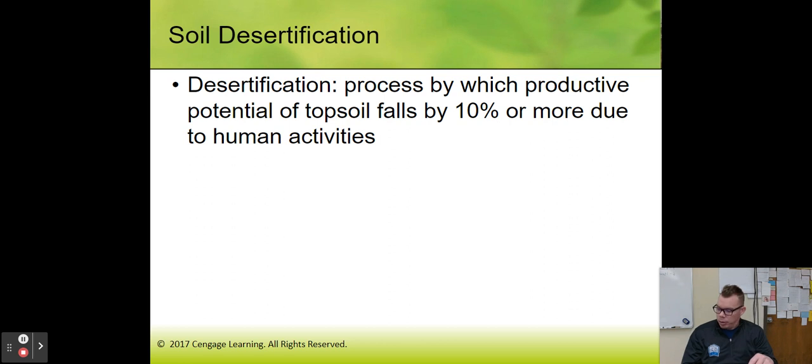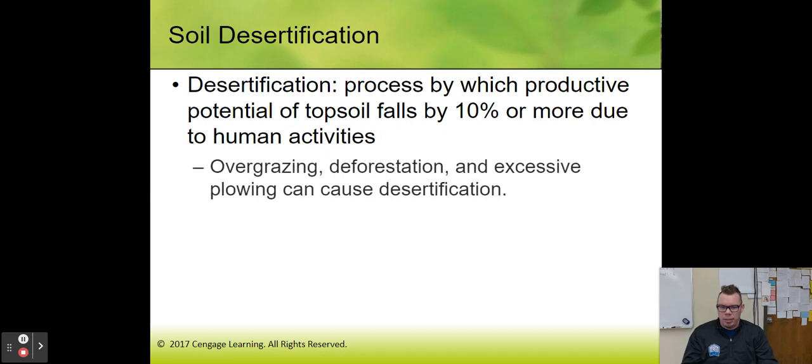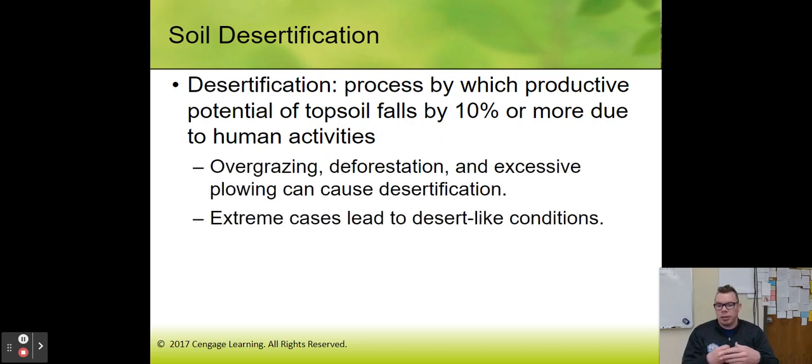All right, desertification. This is also one of your vocab words. Soil desertification: process by which productive potential of topsoil falls by 10% or more due to human activities. Okay, so human activity could be something like tilling the soil. Then the storm comes through, wipes it all away, or the wind comes through, does the Dust Bowl again. Desertification, basically you're making what was fertile land and you're messing with it so much that it can no longer basically be fertile land. This is overgrazing, this is deforestation, excessive plowing, can cause desertification.